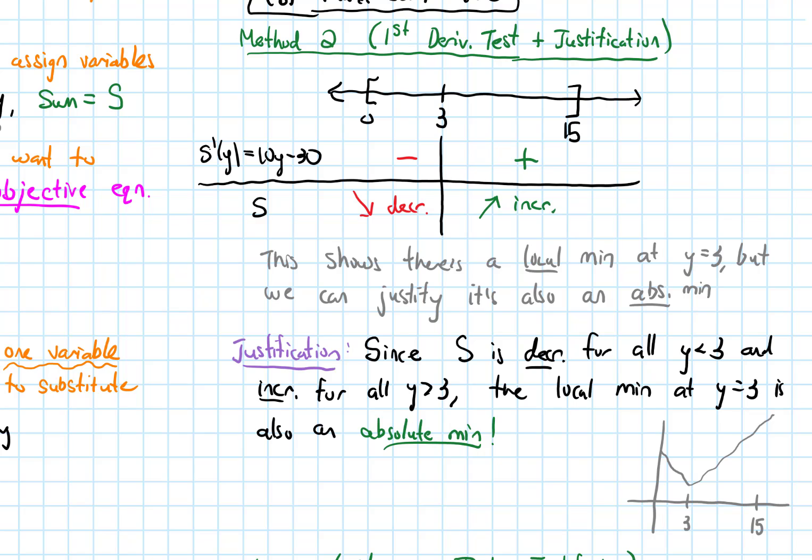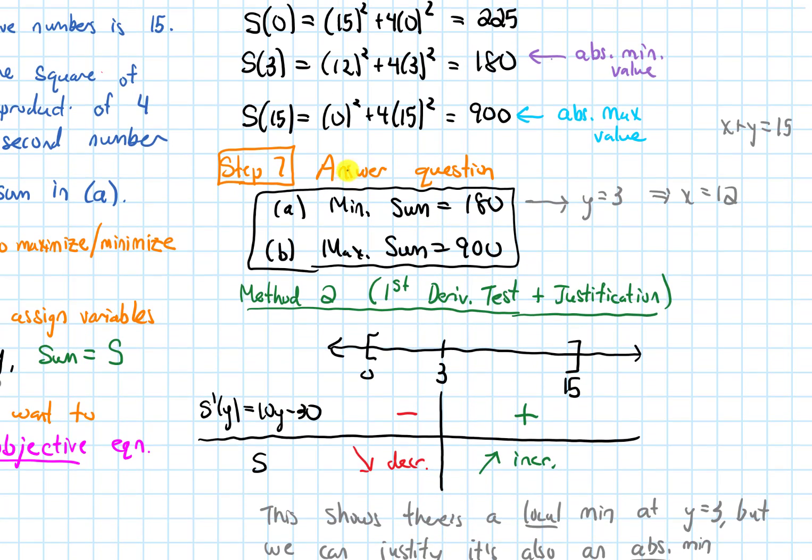So the very last thing we do is answer the question. And remember, that wanted the actual value of the sum, the output. So we now have to find what s of 3 is. We'd have to plug y equals 3 into our sum function to get the minimum sum. And we did that already in method 1. We already plugged it in to get that minimum sum, so I won't do that again.